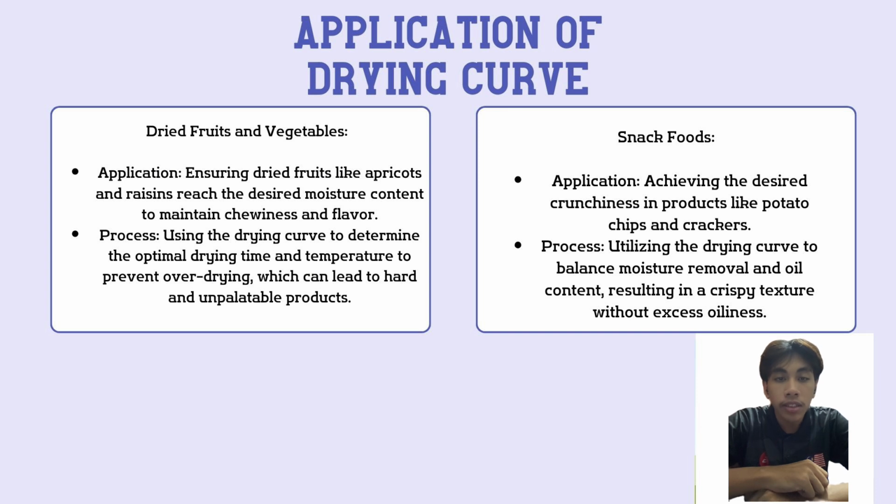The second one is for dried snack food. Achieving the desired crunchiness in products like potato chips and crackers. Utilizing the drying curve to balance moisture removal and oil content, resulting in a crispy texture without excess oiliness.